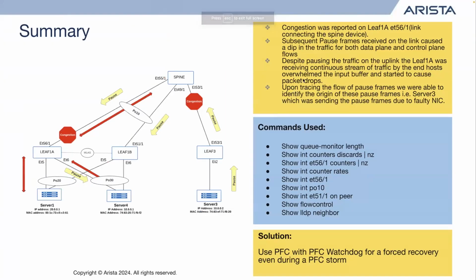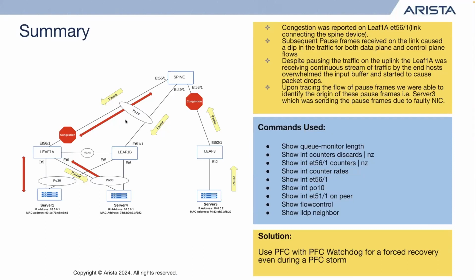So at first, we observed that there was some congestion being reported on the leaf 1A interface that was connecting towards the spine. And because of the subsequent pause frames that were being received on these leaf switches, we saw that a dip in the traffic rate was being observed for both the data plane and control plane traffic from the leaf 1A and the leaf 1B side towards the spine.